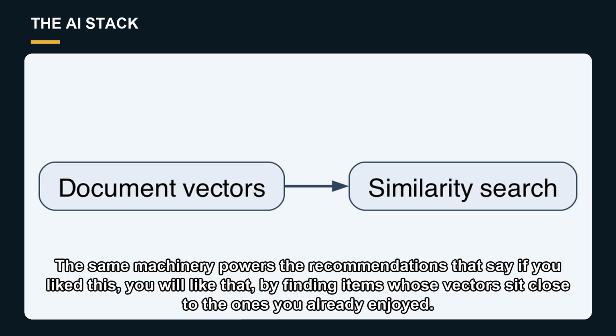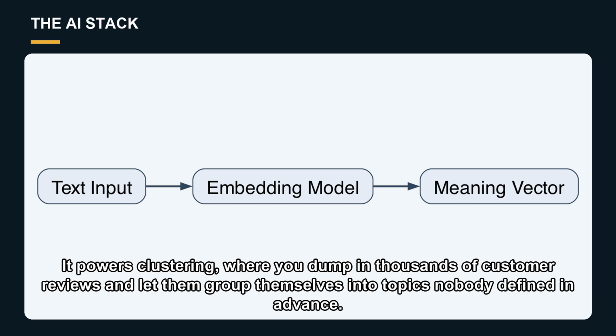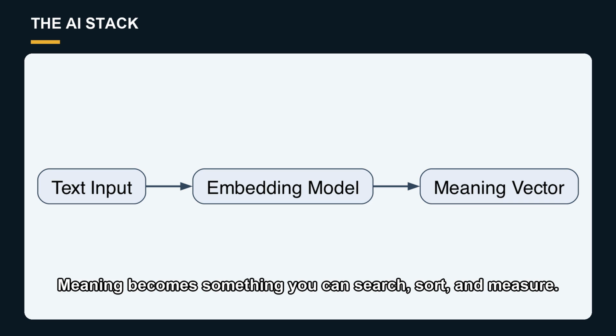The same machinery powers the recommendations that say, if you liked this, you will like that, by finding items whose vectors sit close to the ones you already enjoyed. It powers clustering, where you dump in thousands of customer reviews and let them group themselves into topics nobody defined in advance. Meaning becomes something you can search, sort, and measure.